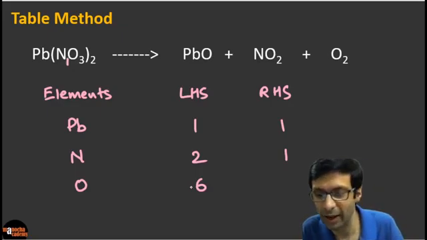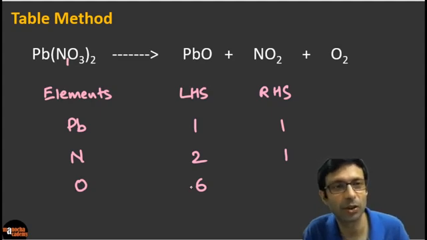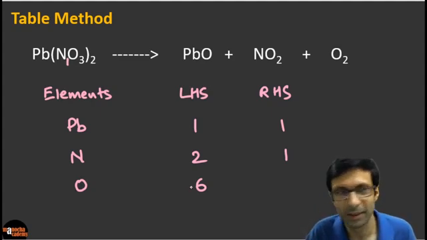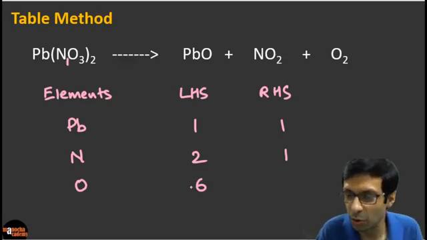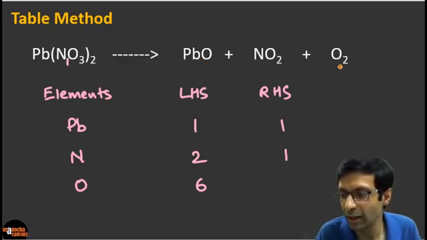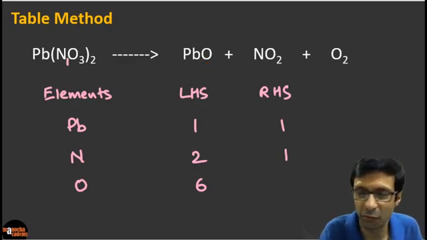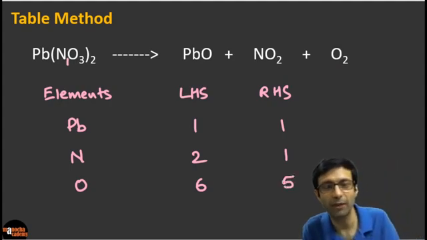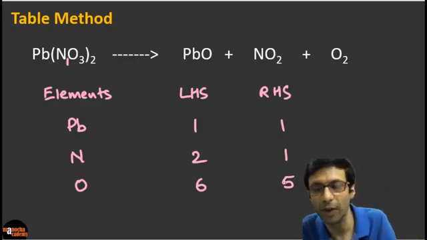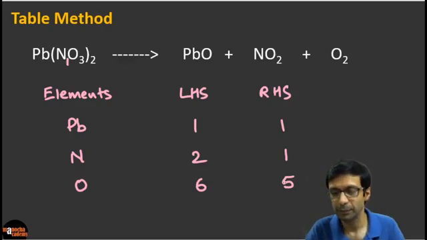So 6 on the left, and how many oxygen atoms on the right side? Somebody saying 5, 1, 2. Okay, guys. So here you need to count all the oxygen. So 1 plus 2, 3 plus 2, and that's 5. Okay. So please remember this table. Very good. 5 is the right answer. This table is very important because you need to make the count of atoms of each element.